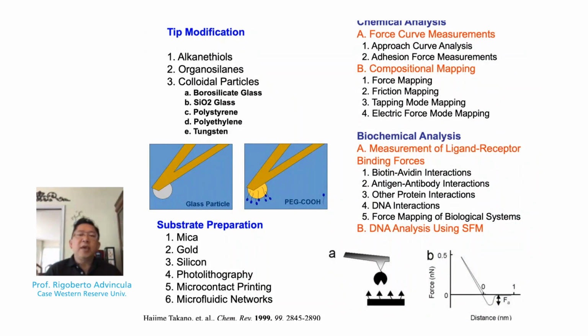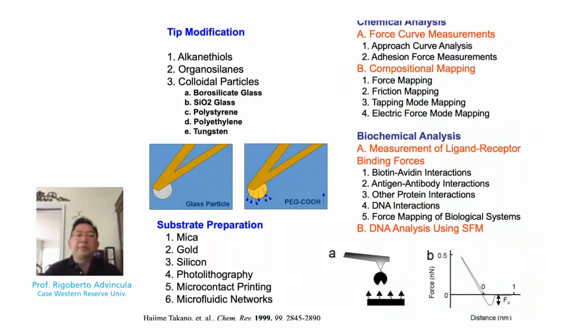In biochemical analysis, if you have very strong interaction between the substrate and the cantilever tip, one can look at antigen-antibody interaction, biotin, avidin or streptavidin interaction, DNA hybridization, and other types of analytical tools dealing with the actual soft matter based on enzymes, proteins, DNA, or other biomolecules.